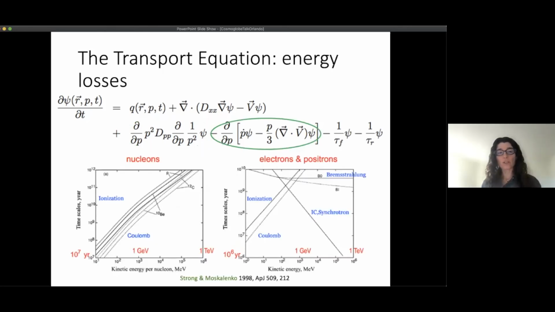During propagation in the galaxy, cosmic rays are also affected by energy losses. The plots show the time scales of energy losses as a function of cosmic ray energy for nuclei on the left and for electrons and positrons on the right. These are calculated with Galprop for an average galactic hydrogen, photon, and magnetic field density, and for given models. Ionization and Coulomb scattering are higher at low energies, while for electrons, inverse Compton and synchrotron are dominant at high energies. So in this conference we are interested in this part here.